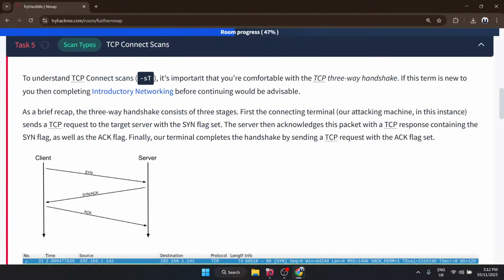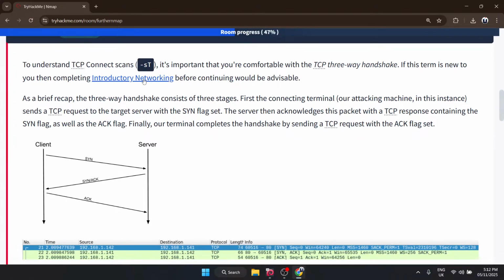To understand TCP scan, it's important to understand the three-way handshake. If this term is new to you, then completing introductory networking before continuing would be advisable. We have already done the networking part, so it is not necessary for the people who are already learning from us from the very beginning. As a brief recap, the three-way handshake consists of three stages.